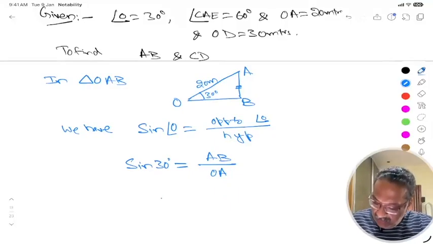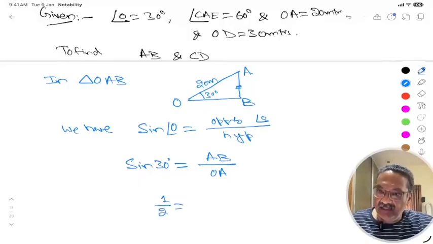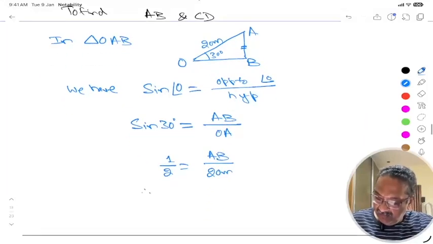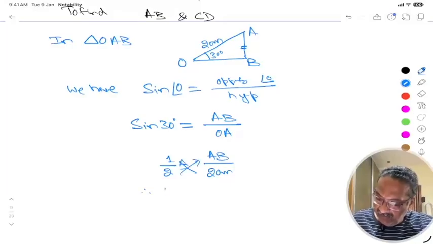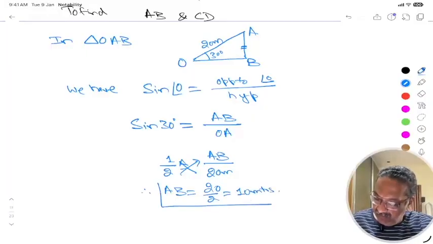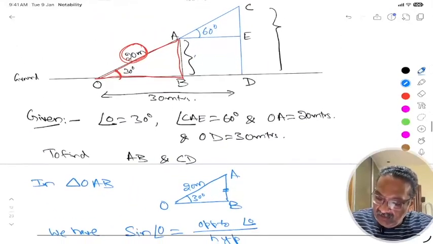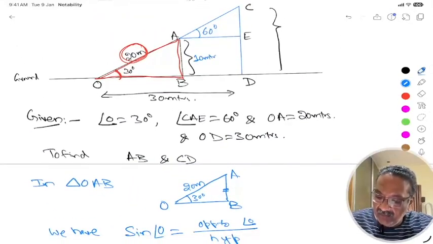All right. So 1 by 2 is equal to AB ಗೊತ್ತಿಲ್ಲ, AB divided by OA is 20 meters. Therefore cross multiply ಮಾಡಿದ್ರೆ we get AB is equal to 20 divided by 2 is equal to 10 meters. So we got 1 AB ಸಿಕ್ತು ನಮಗೆ. ಸೊ AB ನಮಗೆ ಏನಾಯ್ತಿದು 10 meters ಅಂತ ಗೊತ್ತಾಯಿತು.